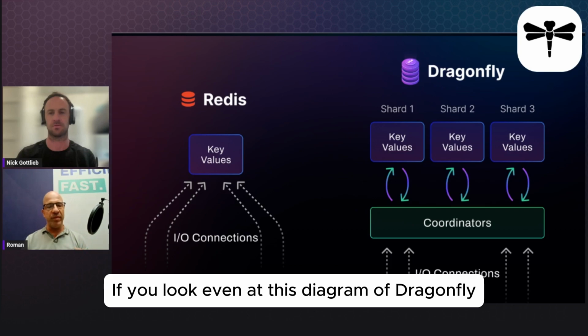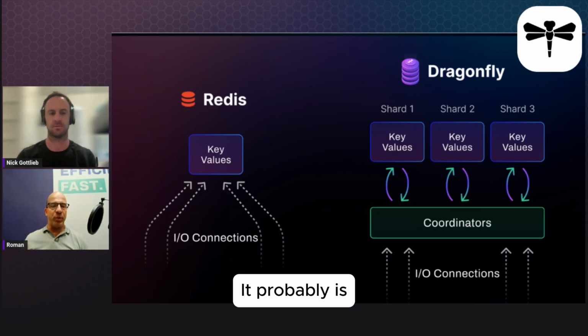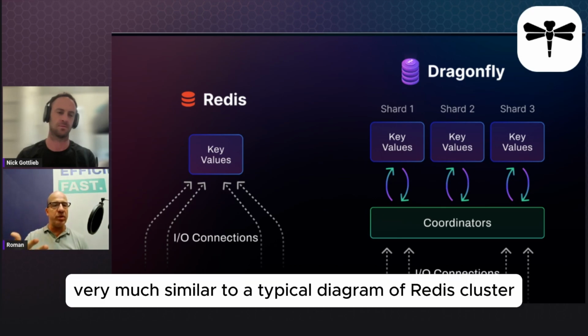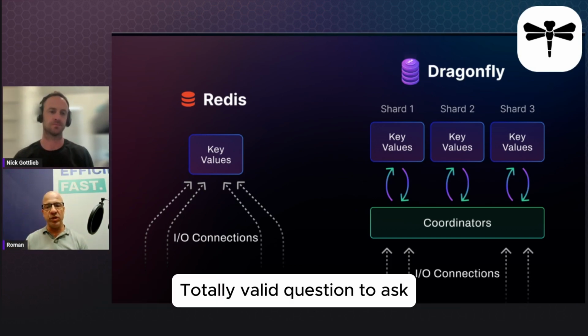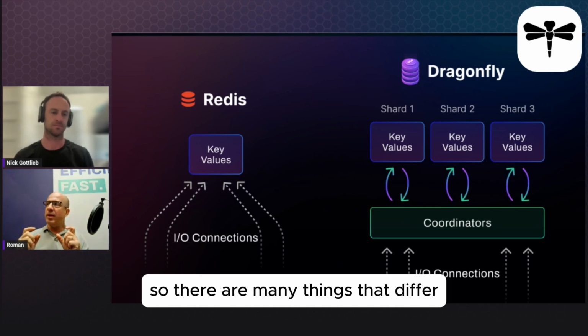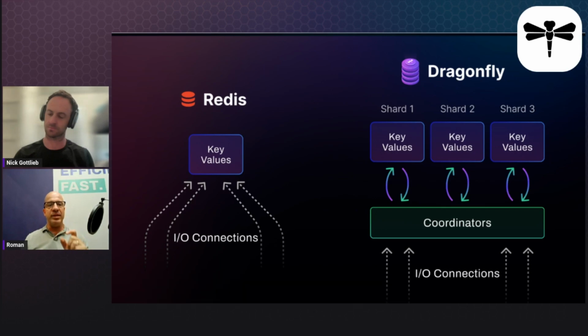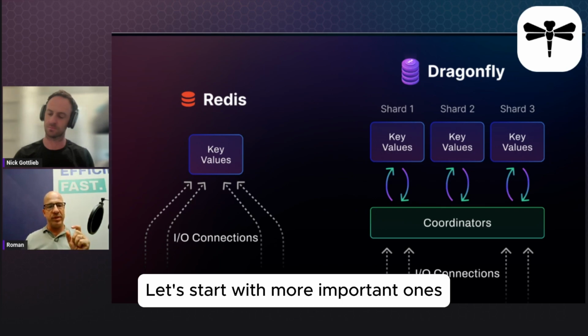Actually, if you look even at this diagram of Dragonfly, it's probably very similar to a typical diagram of Redis cluster. So what's the difference, right? A totally valid question to ask. There are many things that differ. Let's start with the more important ones.